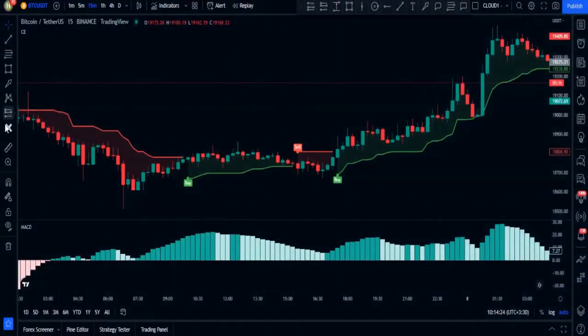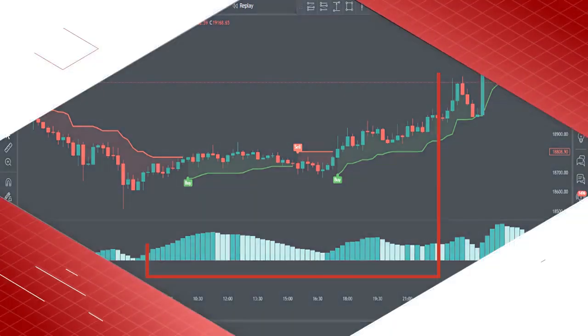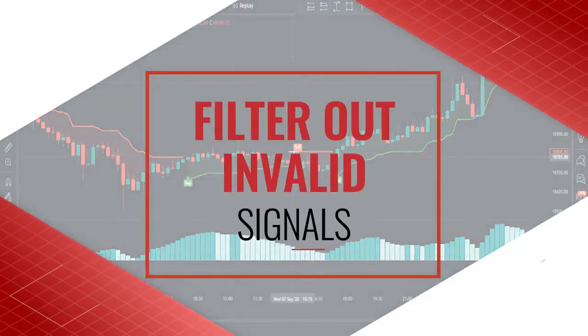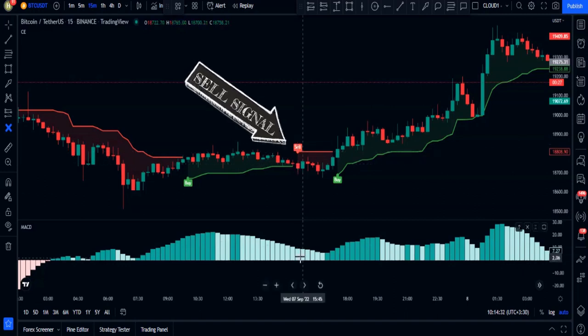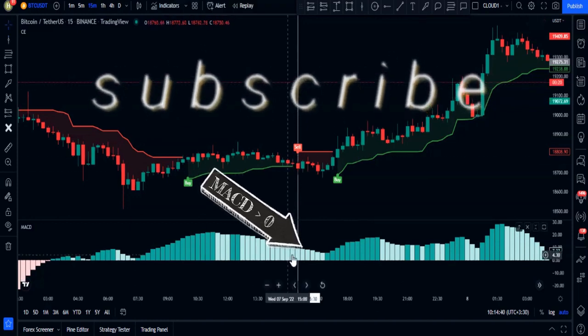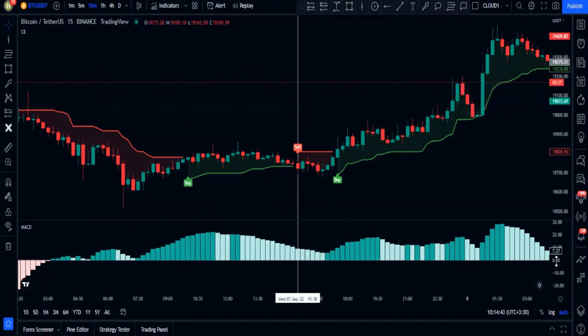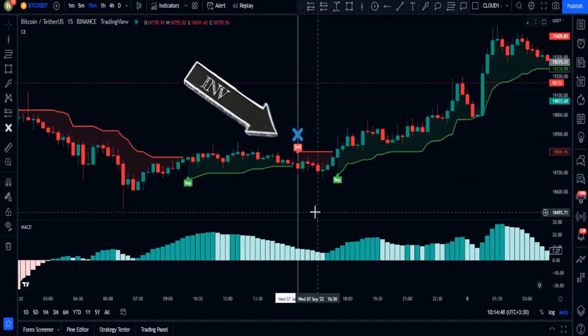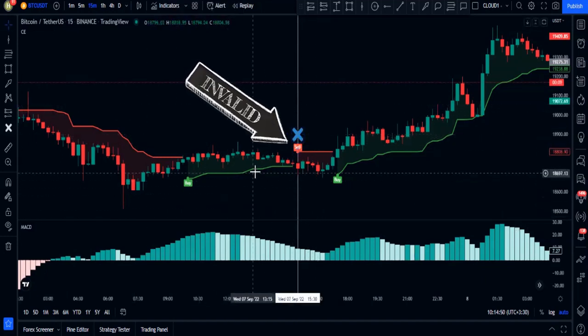And here's our setup with the MACD indicator, and see how well the MACD filters out the false signals. We have a sell signal by the Chandelier Exit indicator, but this sell signal is not confirmed by the MACD indicator because the MACD histogram is above the zero level, and we're allowed to take only buy positions when the MACD histogram is above the zero level. So this sell signal is not confirmed.